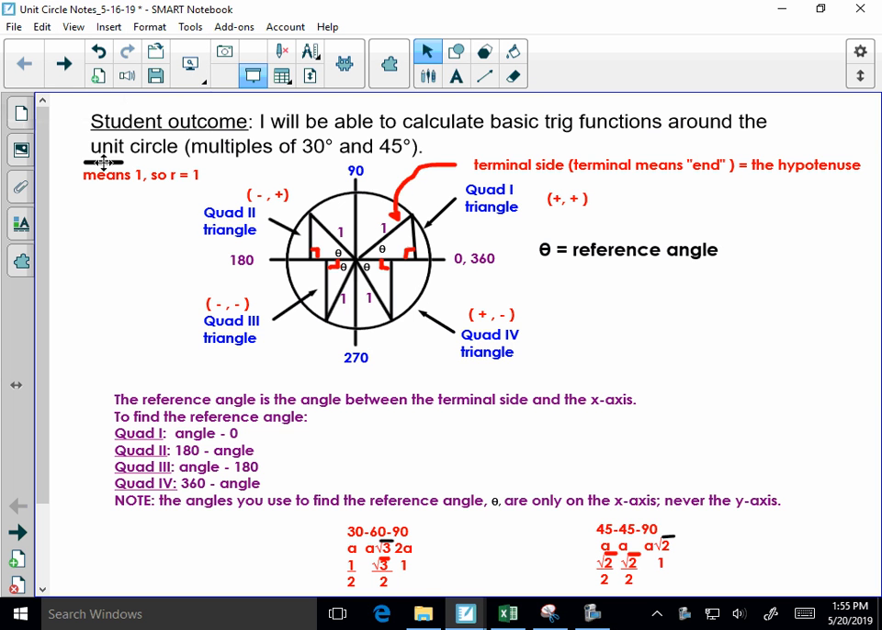The word unit, as you see right here, means one. So all the radii, as we see here, from the center of the circle to any point on the circle are already one. So when we have our triangles drawn for each of these quadrants, we can already set the radius equal to 1. That cannot change when we're dealing with the unit circle. If we're not dealing with the unit circle, it can be different lengths of radii, which we'll be dealing with next class. But this class is all unit circle, so these radii are already set at 1.